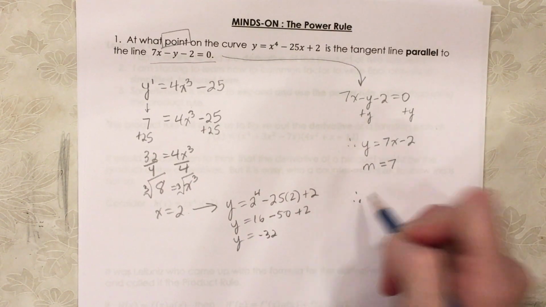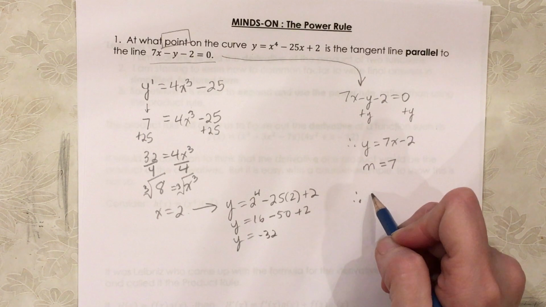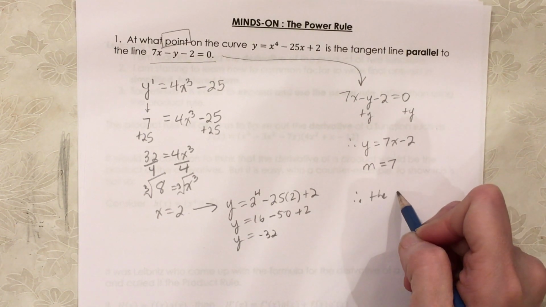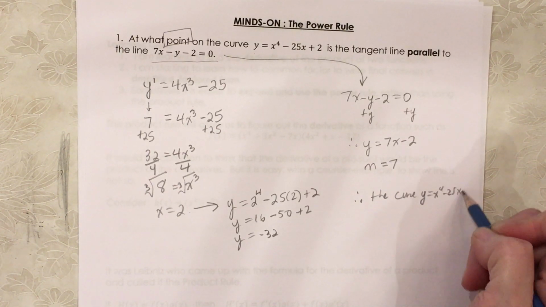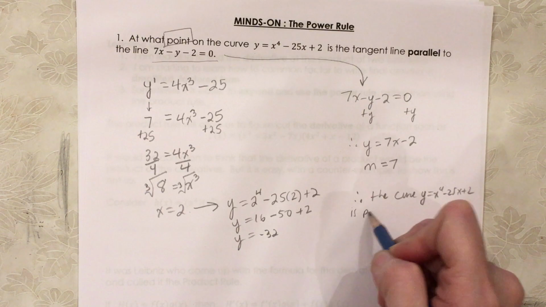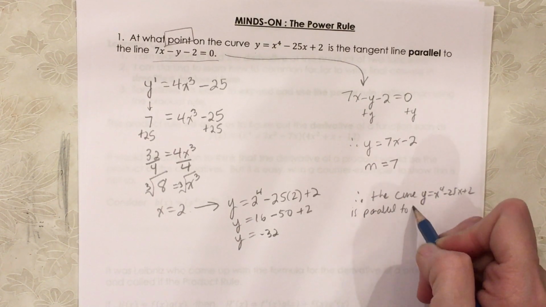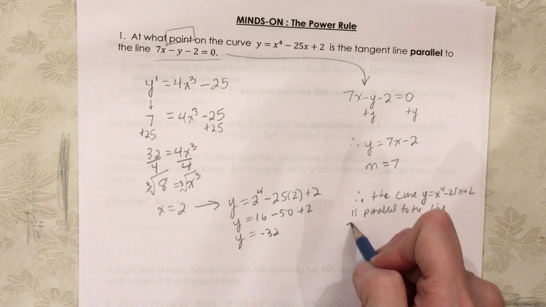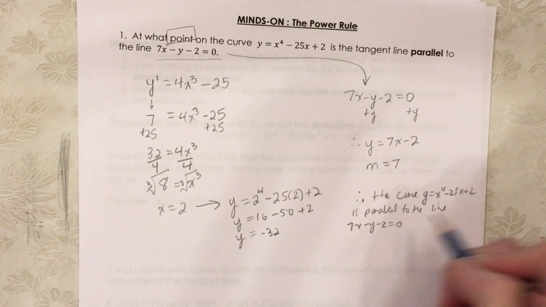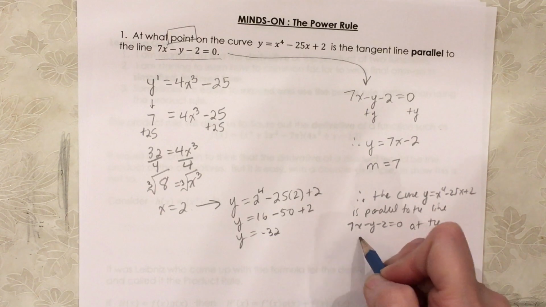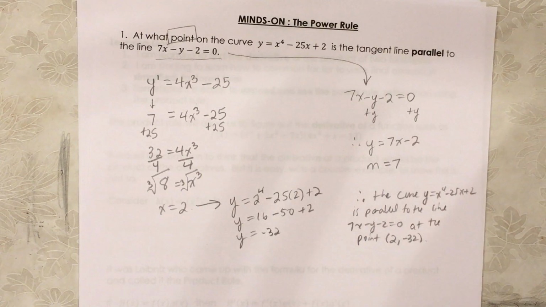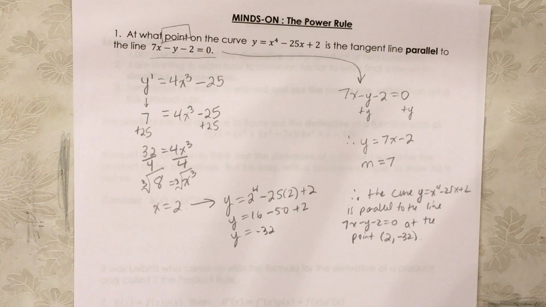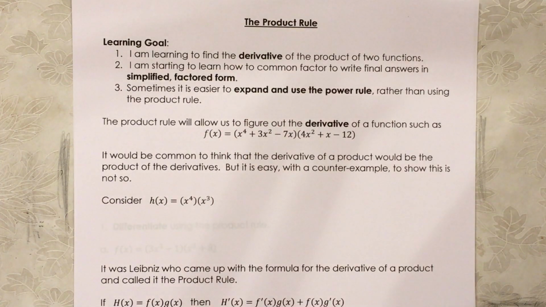So then we can make a concluding statement that therefore the curve y equals x to the fourth minus 25x plus 2 is parallel to the line 7x minus y minus 2 equals 0 at the point (2, negative 32). Okay, so there's kind of an application question from the power rule, what we did yesterday. So we're going to move on to the product rule.